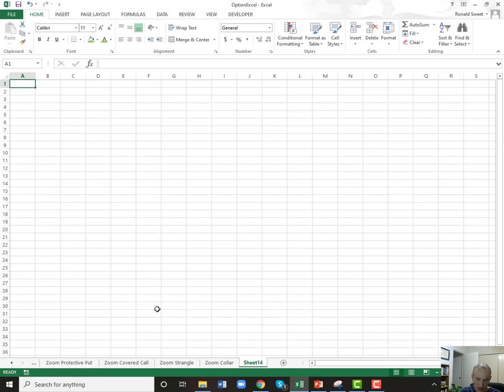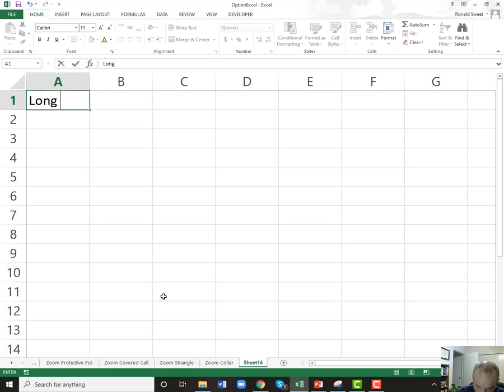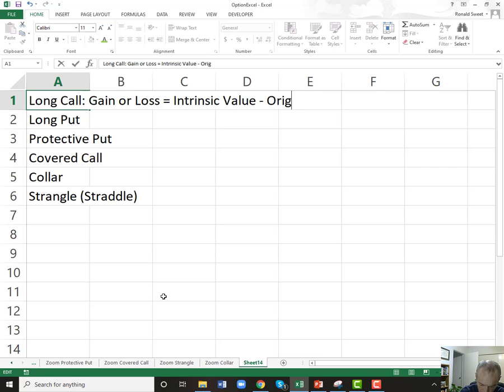And so why do you need to know? So let's put it all down. It's in the notes, but let's just pull it down. You need to know what a long call for the exam, a long put, protected put, a covered call, a collar, and probably a strangle or a straddle. It's unlikely you're going to get a straddle. The long call, pretty easy. Your gain or loss is going to equal intrinsic value minus the original ask premium on the call.